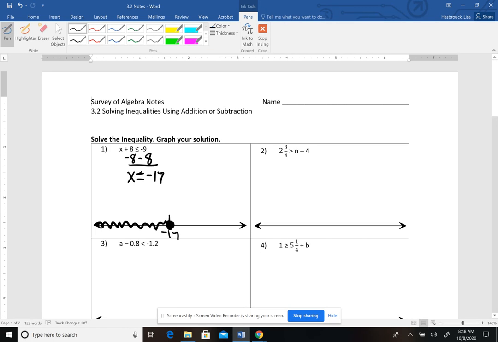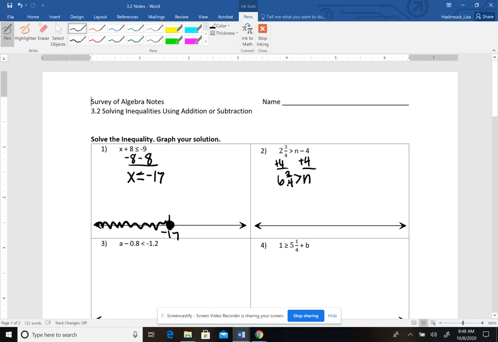For number 2, we have 2 3/4 is greater than n minus 4. I need to start by moving that 4, so I'm going to add 4 to each side. So we do 2 wholes plus 4 wholes, which is 6 wholes and 3/4 is greater than n.